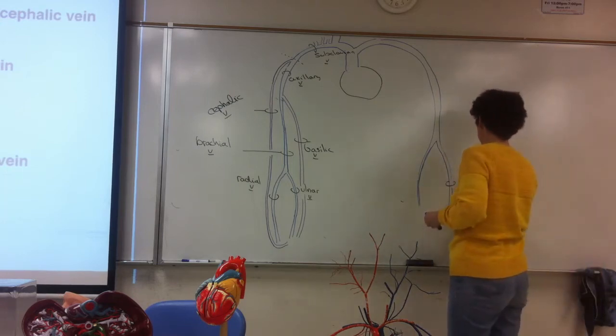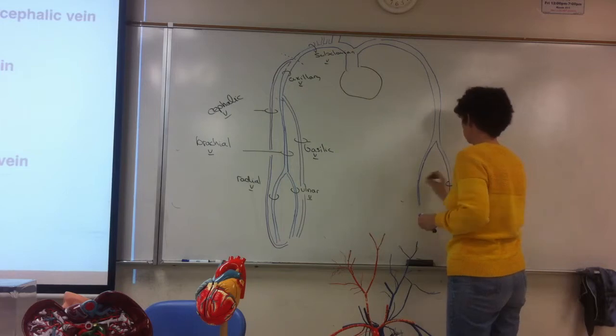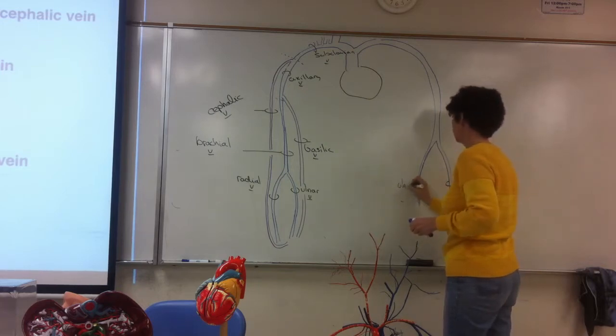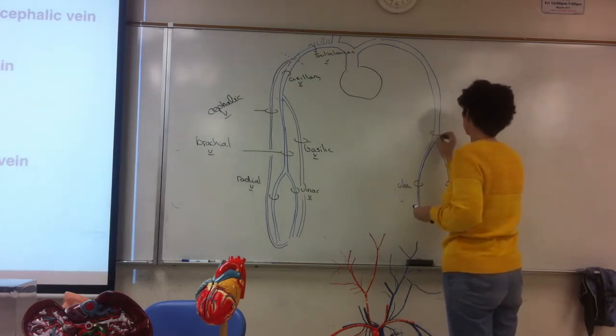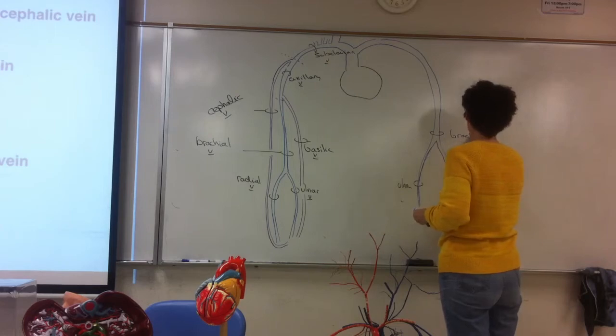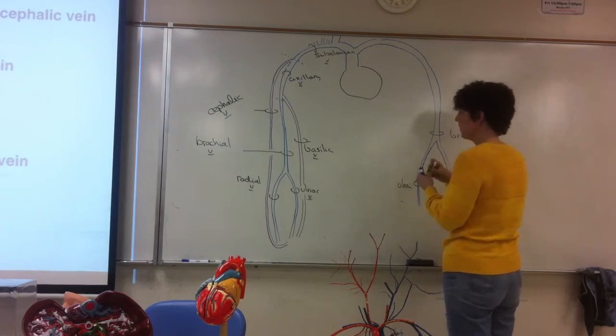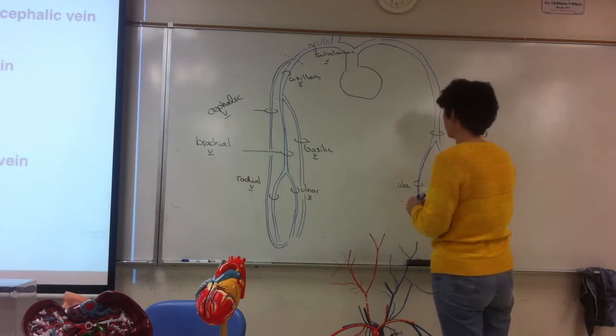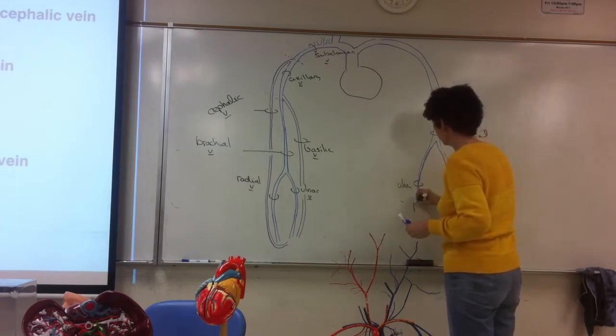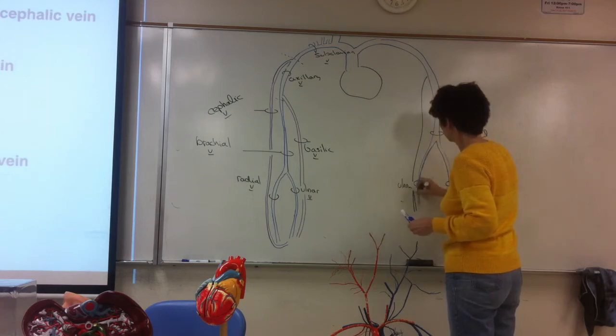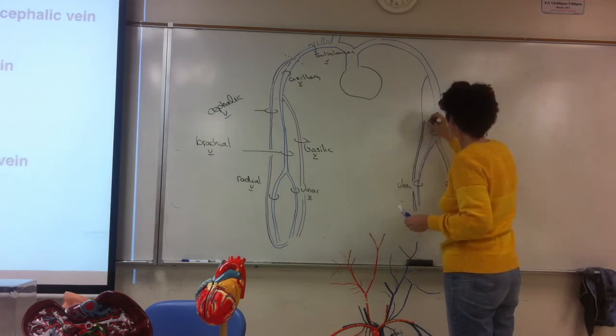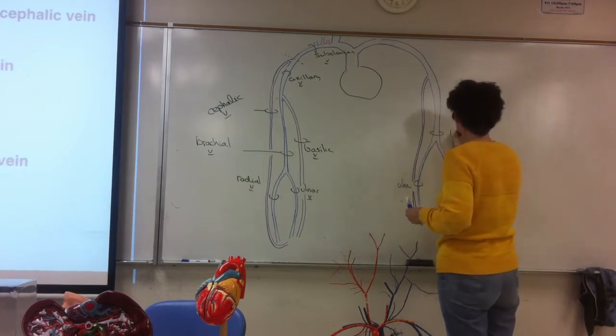So this will be radial, again, ulnar, brachial. I'm just repeating what I have over here so I can show you those two patterns. So basilic is medial. Cephalic is lateral.